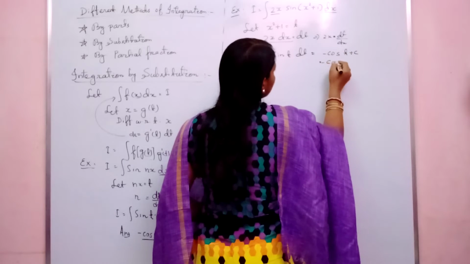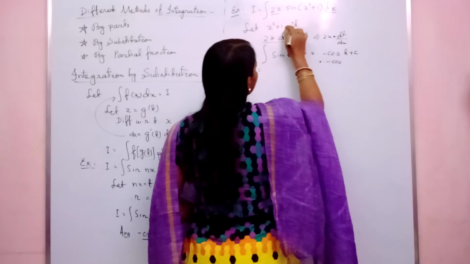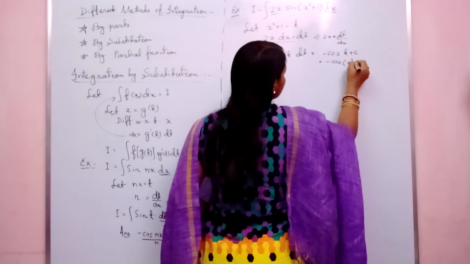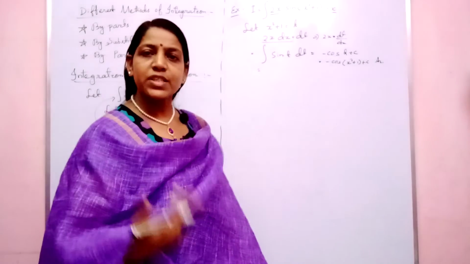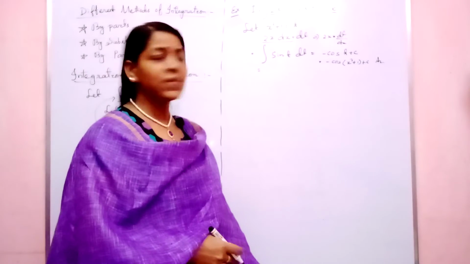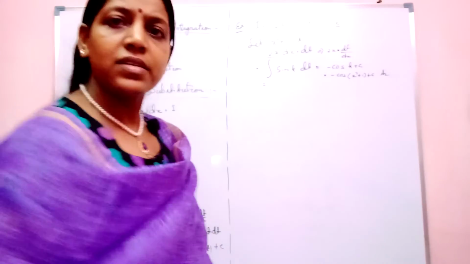Minus cos. Now replace the t with my value. What did I assume? x square plus 1. So minus cos of (x square plus 1) plus c. Over. So simple or not? Tell me. Whatever you assumed, you get the correct answer or not?